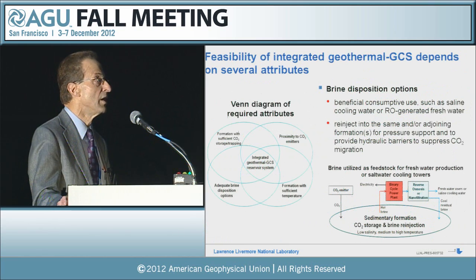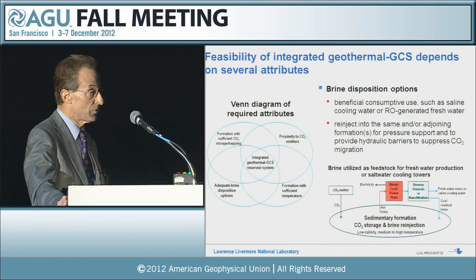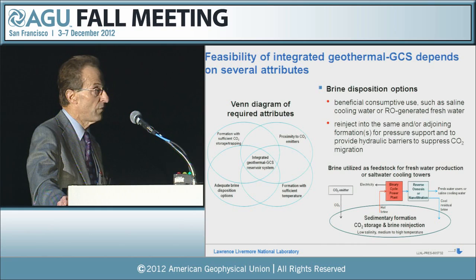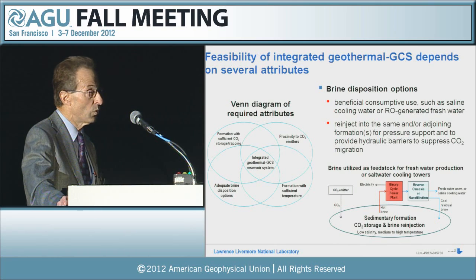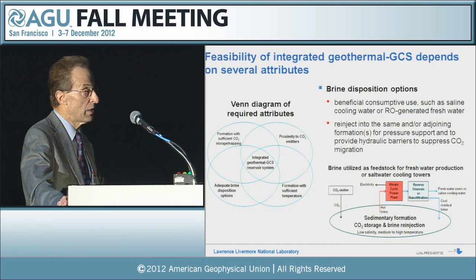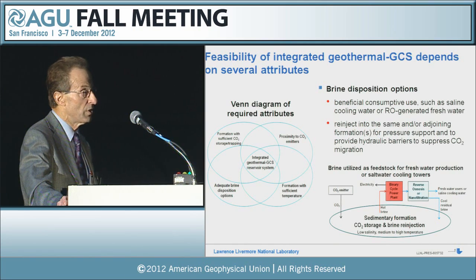I finally get this. So the feasibility of this concept depends on several attributes. We have to have a formation that can sufficiently trap and store the CO2. We have to be adequately close to large CO2 emitters. We have to have a high enough formation temperature. And also we have to consider what the brine disposition options are.